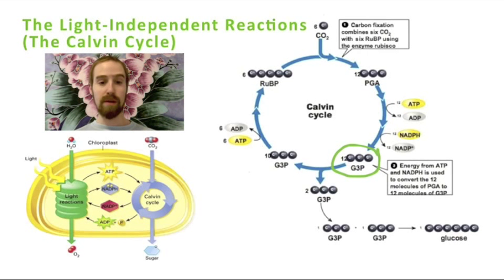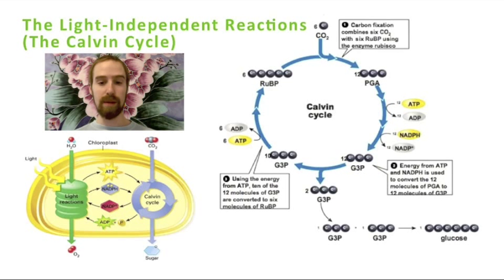Much of this G3P is recycled, and more ATP is used to turn this G3P back into RuBP, which can react with carbon dioxide to begin the cycle over again. The high-energy ATP and NADPH used during this cycle are transformed into low-energy ADP and NADP+. These low-energy molecules are also recycled and are sent back to be charged up again during the light-dependent reactions that occur in the thylakoid. Meanwhile, a few G3P molecules are removed from the system.